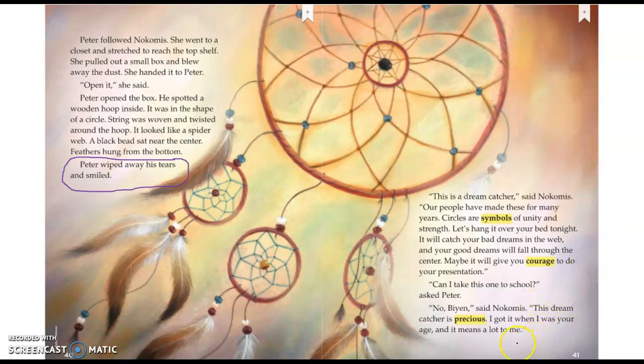So, the grandmother is starting to tell Peter about the dream catcher and what it means. And I see that Peter reacts by asking if he can take it to school. That shows me that he's pretty interested in this. Now the grandmother's really being motivational to him. She's saying maybe this will give you courage to do your presentation.